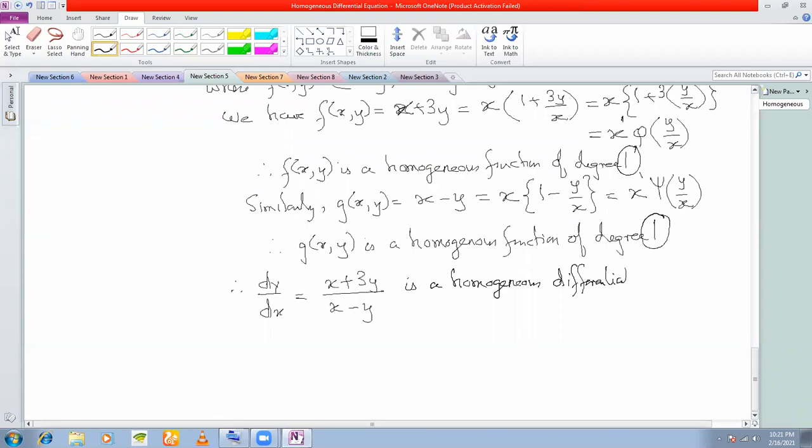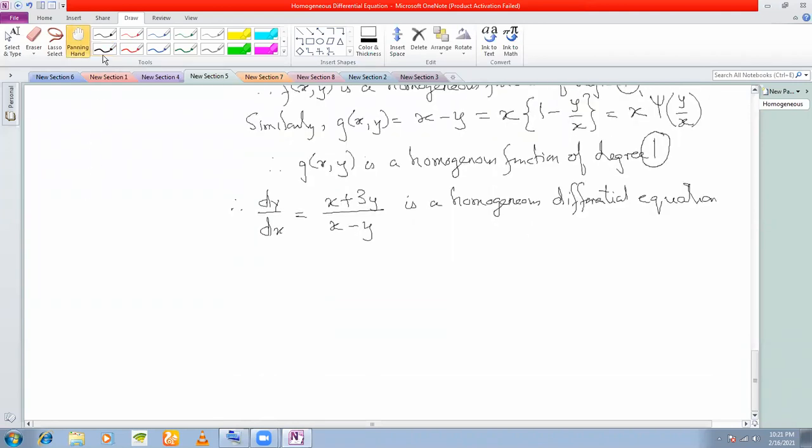Clear? Now we come to the technique of solving. When you have finished checking whether this is a homogeneous differential equation, remember that the technique of solving is, whenever you find it is a homogeneous differential equation, you must always put y is equal to vx, where v is a function of x. Now v is not a constant, v is a function.